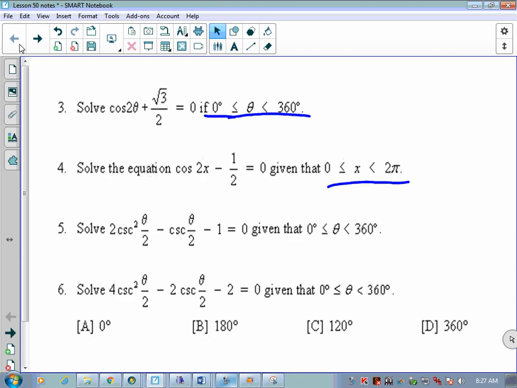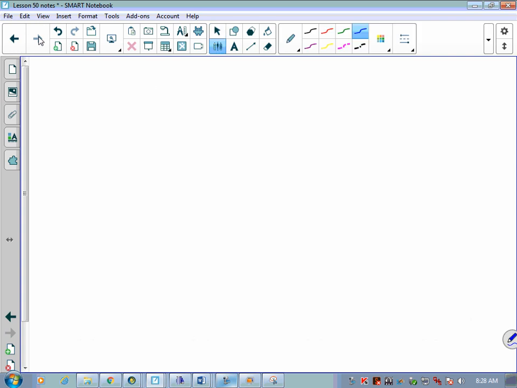Now, this is going to change things up a little bit. Okay. 1, we're going to see 2 cosecant squared theta over 2 minus cosecant theta over 2 minus 1 equals 0. So there's a lot going on here with this question. Okay? So let's go over here and see if I can simplify this a bit for you. 2 cosecant squared theta over 2 minus cosecant theta over 2 minus 1 equals 0.